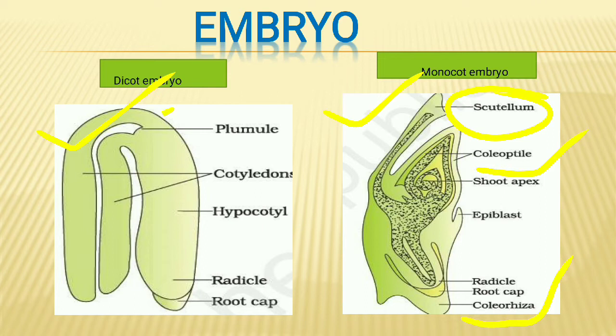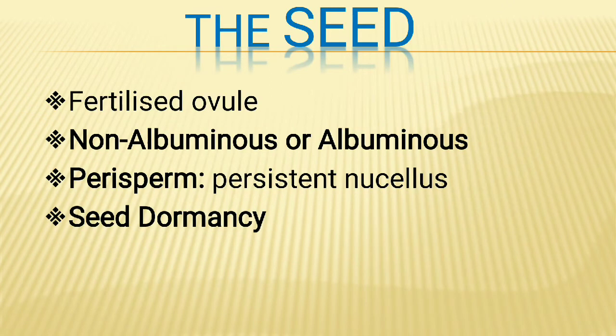So this is the axis actually. Below this axis is called hypocotyl. Above this axis we call it epicotyl. Epi means above, hypo means below. So this is the difference between dicot embryo and monocot embryo.